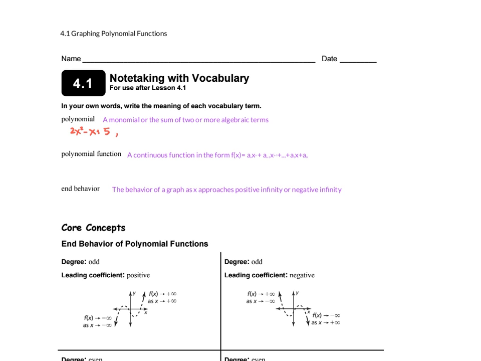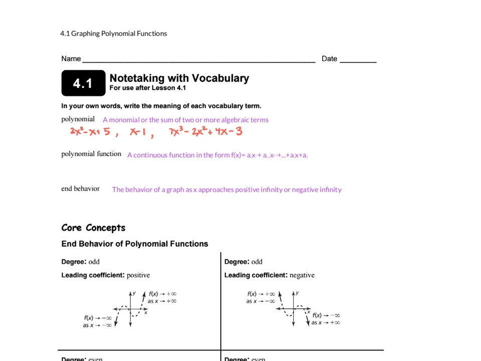Another one would just be x minus 1, or 7x cubed minus 2x squared plus 4x minus 3. That's also an example of a polynomial.